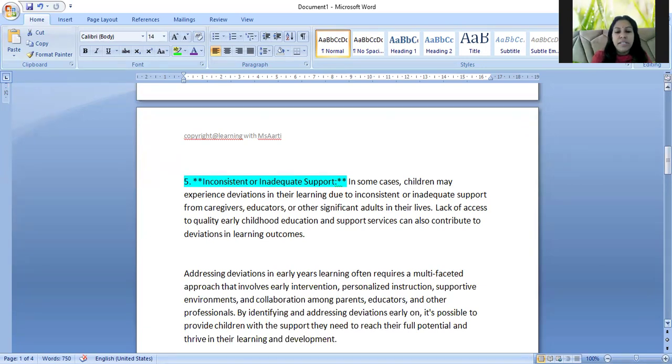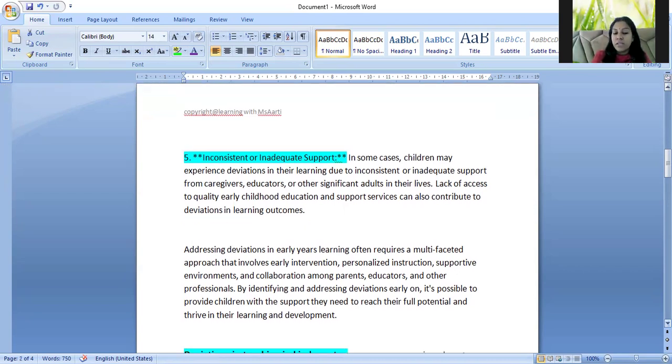Addressing deviations in early years learning often requires a multifaceted approach that involves early years intervention, personalized instruction. Definitely, when we are in the classroom, we are giving personalized attention and instruction to the children, supportive environments, and collaboration among parents. Again, I'm putting stress on that: in early years, learning is not fulfilled unless we have the collaboration of the parents, educators, and other professionals. So we really need that. But still, deviations are visible during early years learning in the classroom.